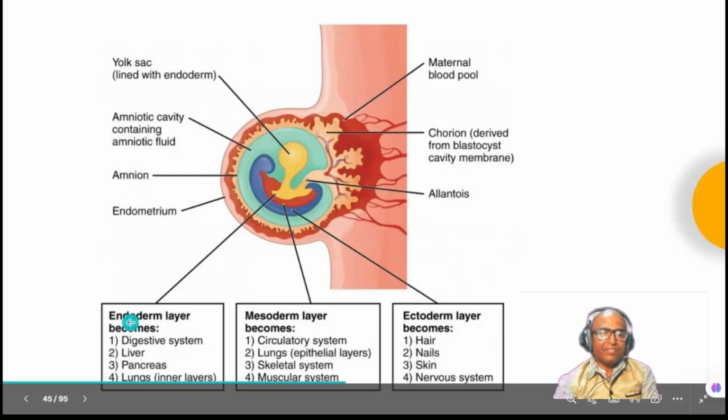Now let us see the derivatives. The endoderm layer becomes the digestive system, liver, pancreas, and the lungs, the inner lining. Inner layers of the lung will be formed from the endoderm. Now mesoderm will give rise to the circulatory system, the epithelial layers of the lungs, then the skeletal system and muscular system. So the musculoskeletal system, the circulatory system, and epithelial layer of the lung will be formed from the mesoderm. While ectoderm will give rise to hairs, nails, skin, and the nervous system. So these are the derivatives of the mesoderm, ectoderm, and the endoderm.